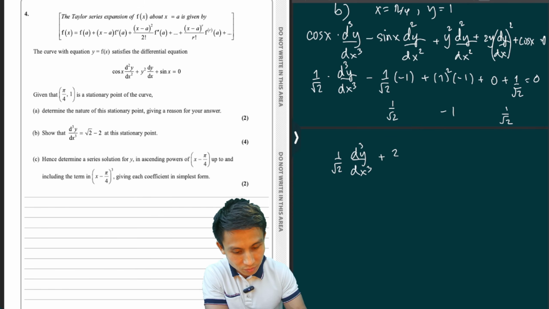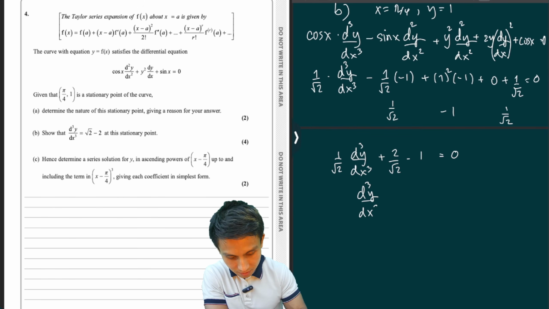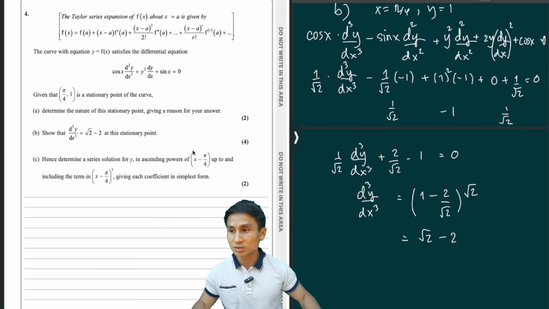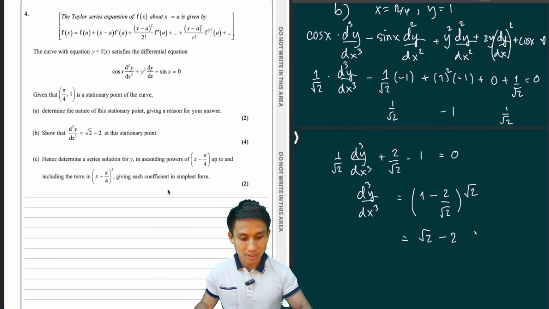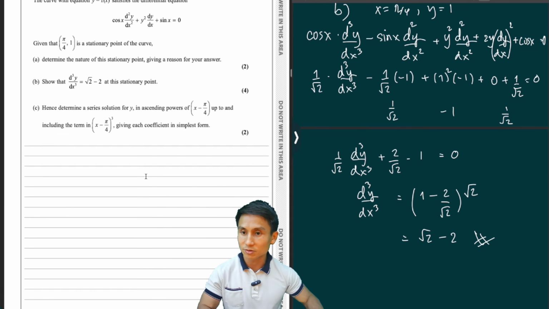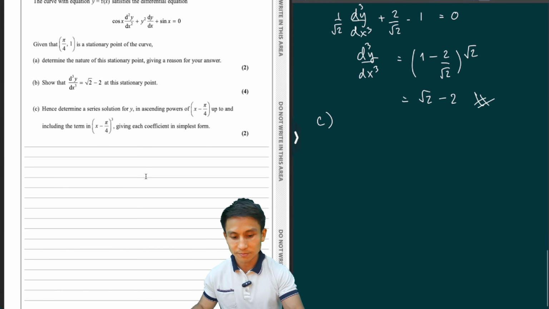So that's going to be plus 2 over root 2 minus 1 equals 0. That means if we rearrange, make the third derivative the subject, we're going to get 1 minus 2 over root 2 times root 2, and that would be root 2 minus 2, which is what we want, right? Exactly. Okay, that's good.